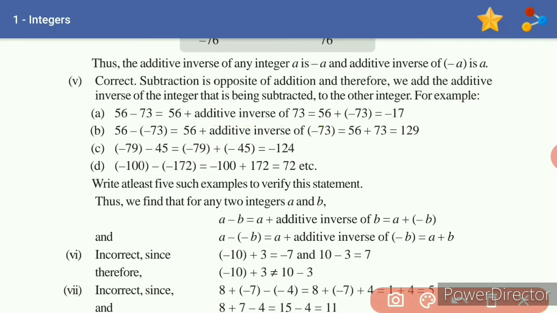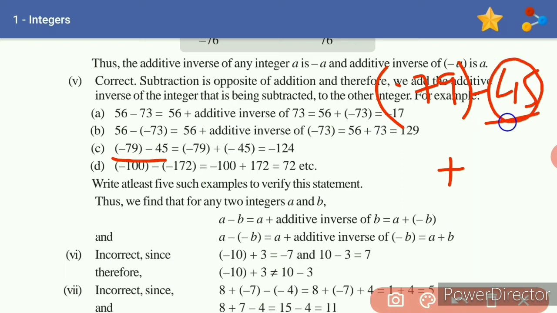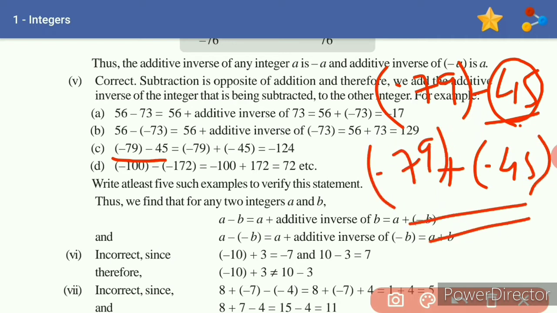See, here again there are many examples. In this example, minus 79 minus 45. So instead of subtracting, if we add the additive inverse of this number, what is the additive inverse of 45? Minus 45, and here minus 79, so this is also correct.